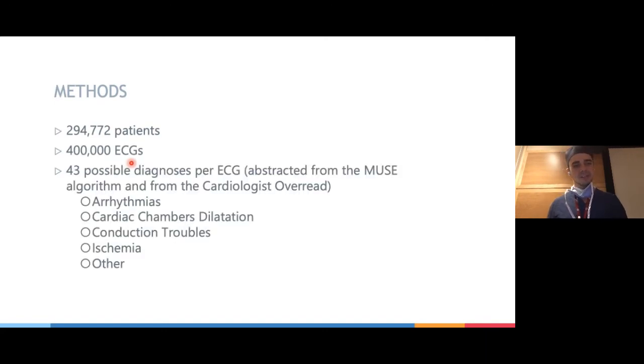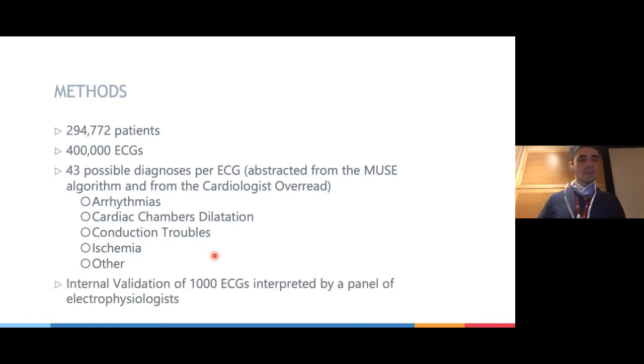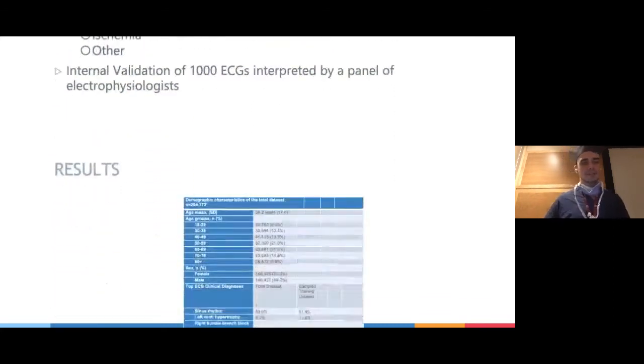To do so, we took 300,000 patients and 400,000 ECGs, and each ECG read by the AI could have up to 43 possible diagnoses, ranging from arrhythmias, cardiac chamber dilatation, conduction troubles, and ischemia. We also took 1,000 ECGs and had them overread by a panel of electrophysiologists who had to come to a consensus about the underlying diagnoses. And we also compared the performance of our AI algorithm with the gold standard adjudicated ECG by the electrophysiologists.